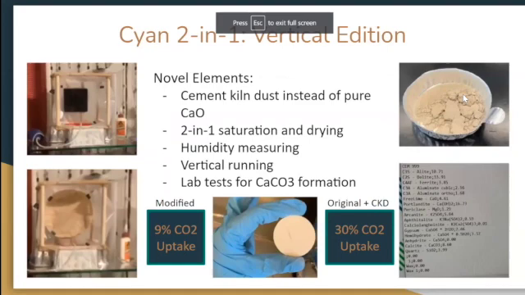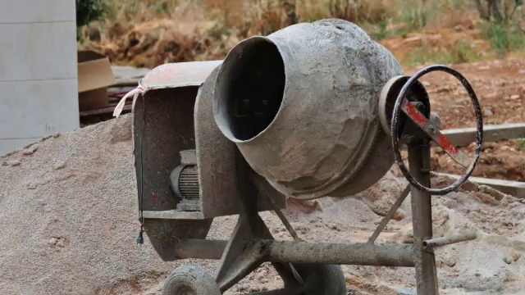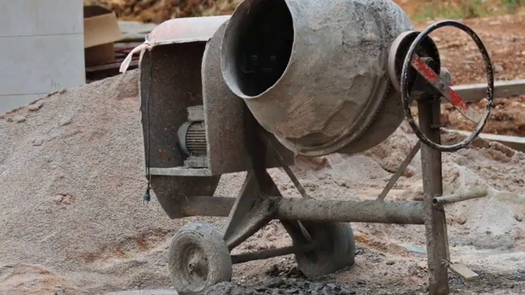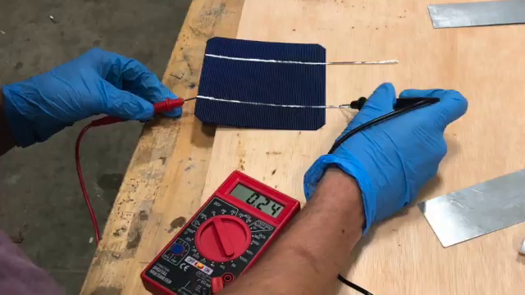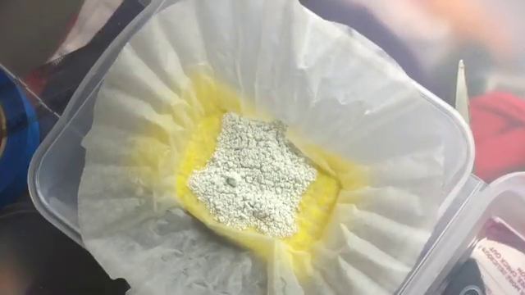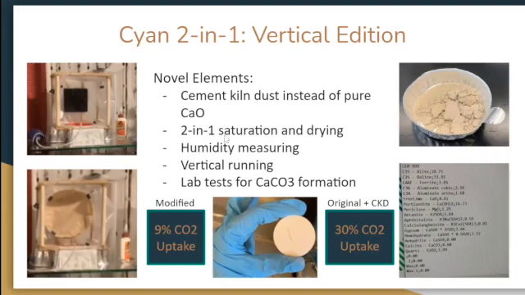If everybody can see my screen, essentially we made two very big changes. The first one was that we changed the sorbent from calcium oxide to CKD, known as cement kiln dust. Cement kiln dust is a byproduct of the process of making cement, and it has a high proportion of calcium oxide in it. We were fortunate enough to have access to a lab where we were able to test the proportion of calcium carbonate that we actually absorbed using the cement kiln dust, and found that using the original Cyan build with CKD, we were able to get a 30% CO2 uptake.